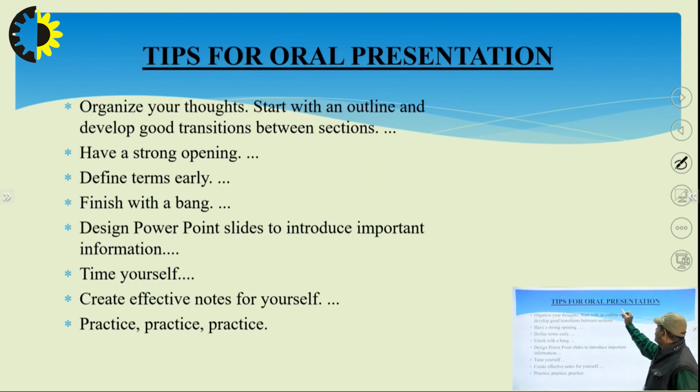Then we have some tips for oral presentation. Here we have some tips, like organize your thoughts, start with an outline and develop good transitions between sections. Have a strong opening.